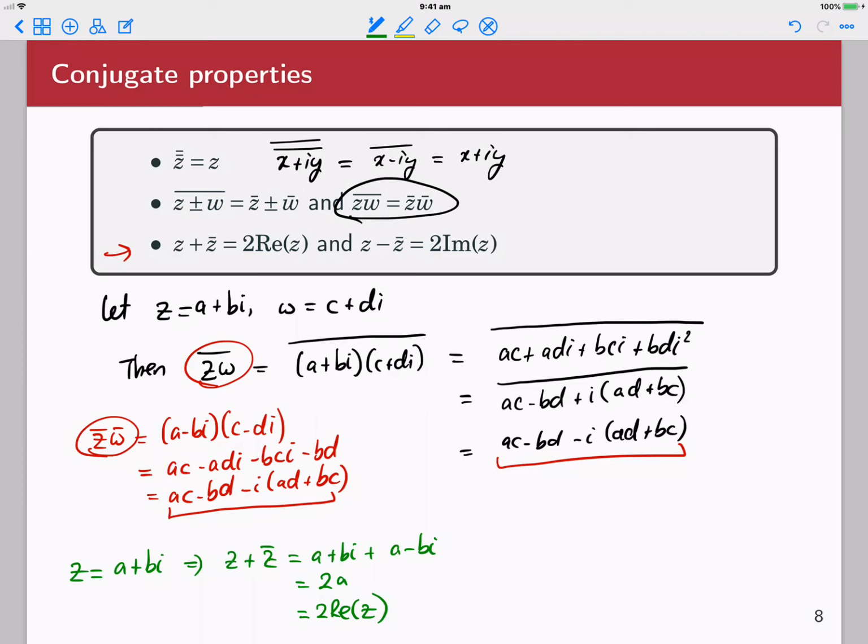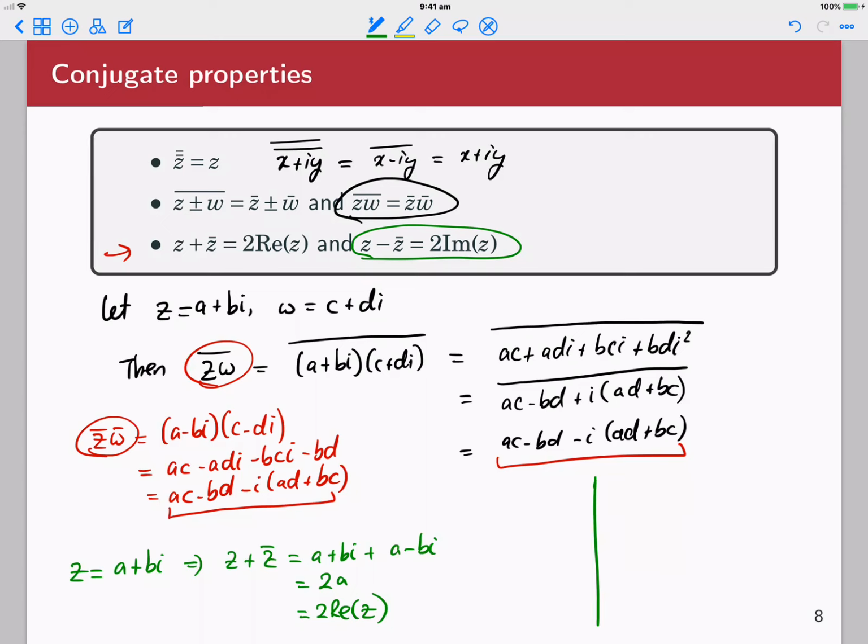So it's fairly easy to see why it's true, and hopefully you can easily see why the other bit is true as well: that if you subtract the conjugate, you get 2 times the imaginary part. And you can also easily understand why this is true visually.